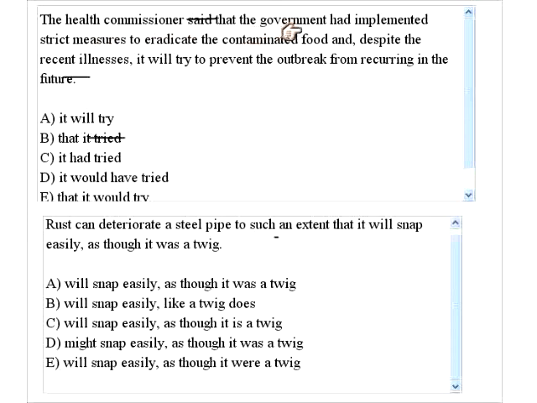The health commissioner said the government had implemented strict measures and it had tried to prevent the outbreak. You can't had try in the future. So those of you who picked C, there were a few C people in the room. Remember that had tried is past perfect. It should be happening way in the past and be done. So it's not done if you're going to try it in the future. So that's why C is wrong. And then there wasn't a lot of B or D in the room.